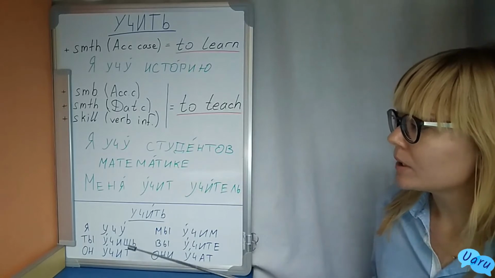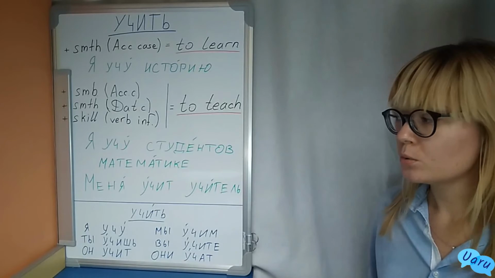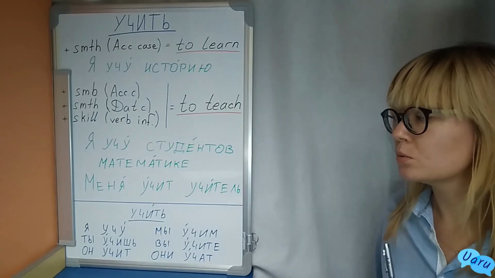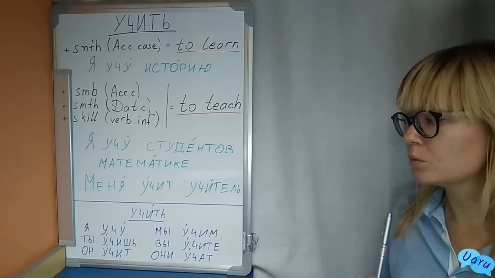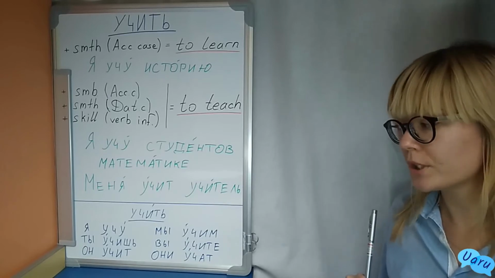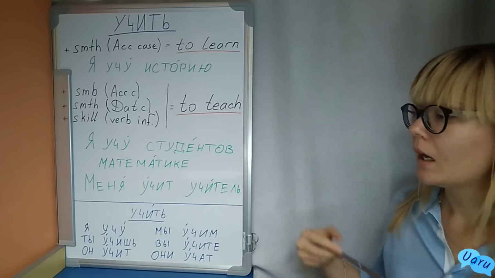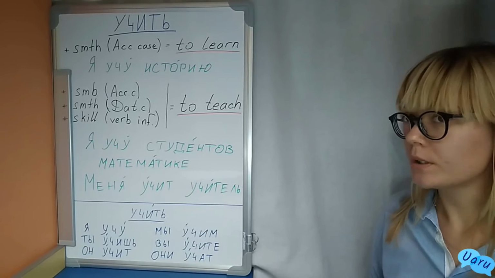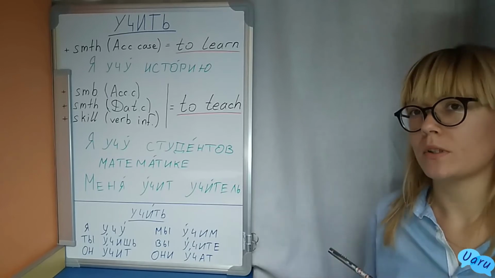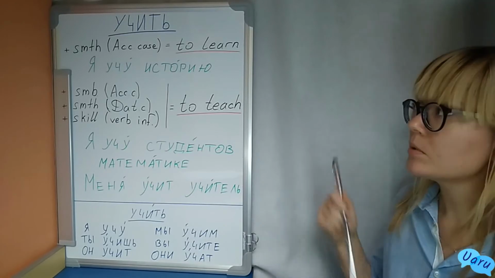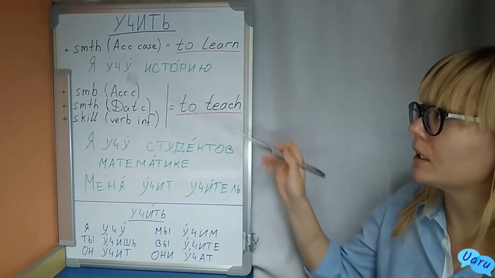First, let's look at the conjugation of this verb in the present tense. Я учу, ты учишь, он учит, мы учим, вы учите, они учат. And when do we use учить? We use this verb when we want to say that you're learning something. And this something should be in accusative case, so the subject which you learn is in accusative case.